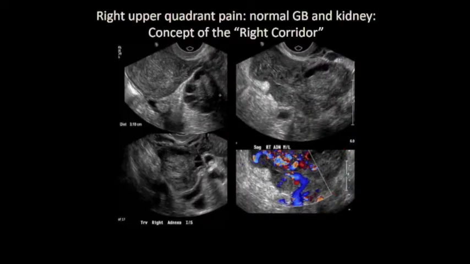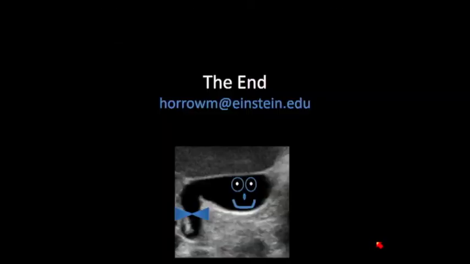Lastly, and this will lead into other lectures in this series, you can think of the right upper quadrant and the right lower quadrant as sort of a continuous corridor of possible things that come to us with pain. And certainly, PID in the pelvis and salpingitis can present primarily with pain in the right upper quadrant. So we'll hear more, I'm sure, about this, but think about things that might go on in the pelvis as the cause of the pain in the right upper quadrant, and actually vice versa.